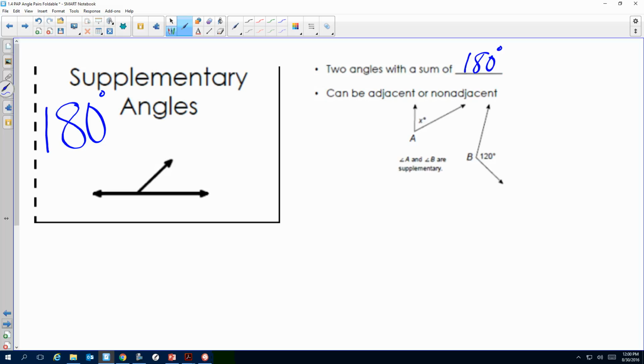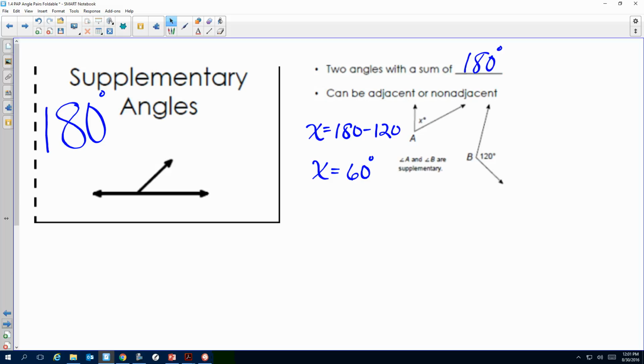So in this example, angle A and angle B, are they adjacent or non-adjacent? Non-adjacent. The other one we had was adjacent. So we want to find the measure of x. If they're supplementary, what would you need to do to find the measure of x? Yeah, the 180 minus the 120. So x would be 60 degrees. All we're doing is finding the complement or the supplement to the angle pair once given one of the angles. So that's supplementary.